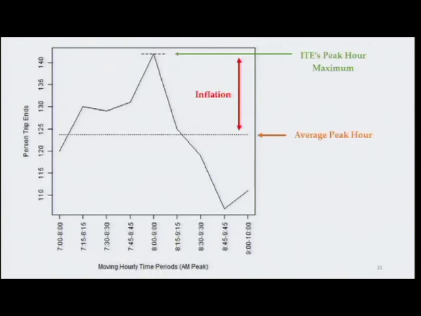I call this the inflation, because transportation engineers, really wonky people who get into the specifics of this process, want to make sure that the facility doesn't fail at the worst case. So they're making this decision without really explicitly explaining what this inflation is. So I call this inflation.